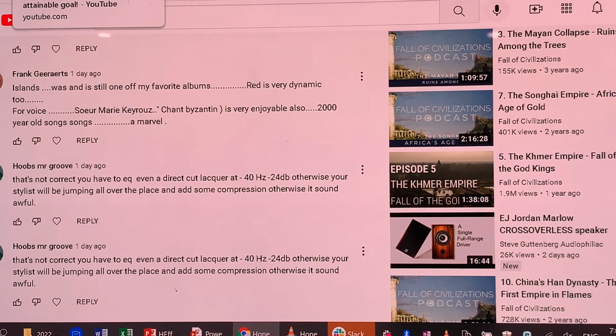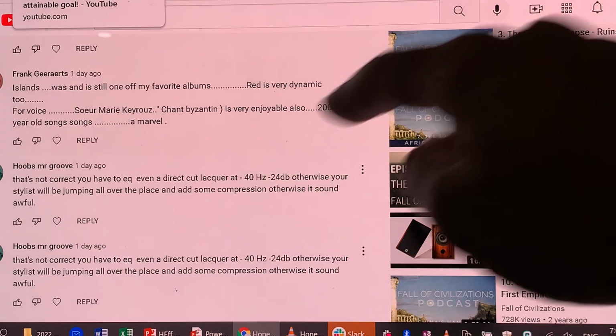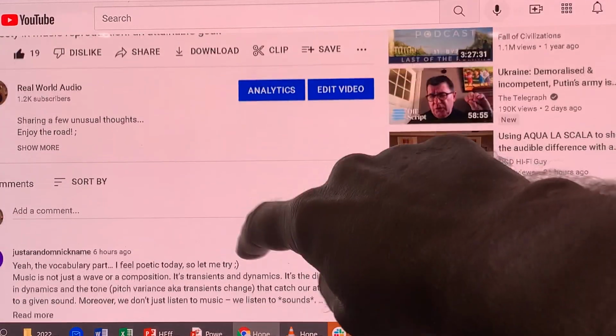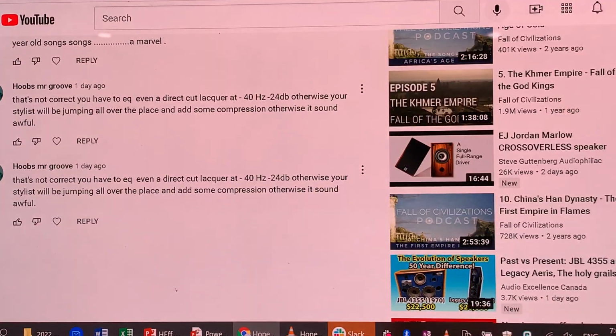It's obvious that there's a lot of confusion because people don't really know exactly what this process is. And I got this comment from Hooves Mr. Groove, which is a really valid comment, on a video that I recently made. In that video, I advocated my opinion that you can get the best quality, the best fidelity recording, when you just have your microphone input.